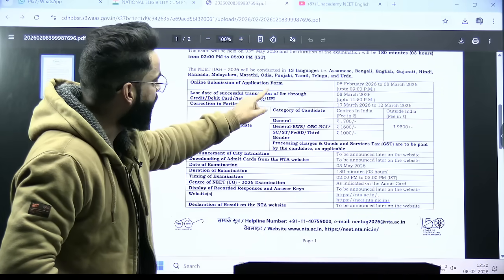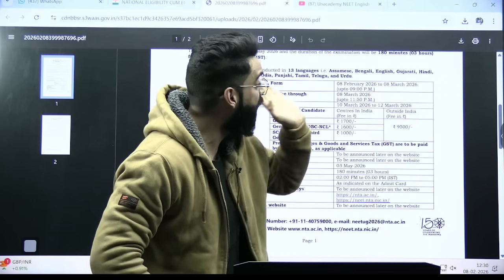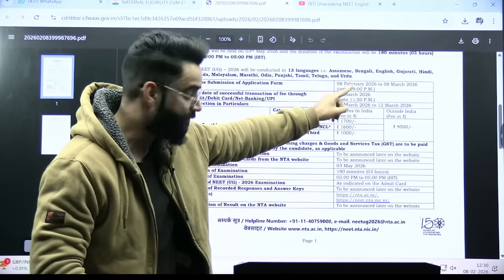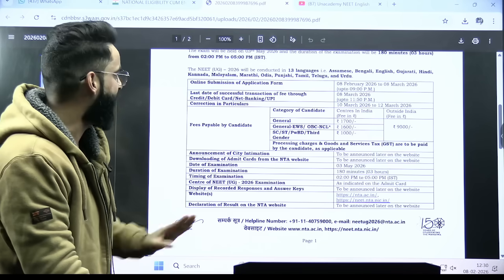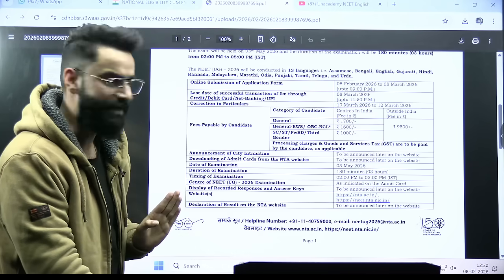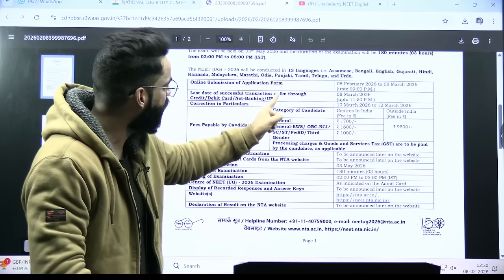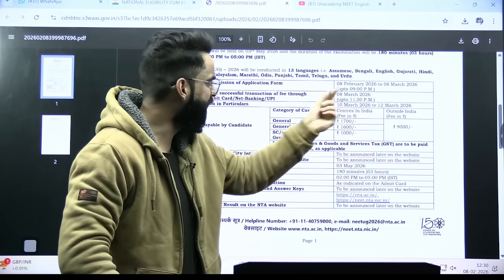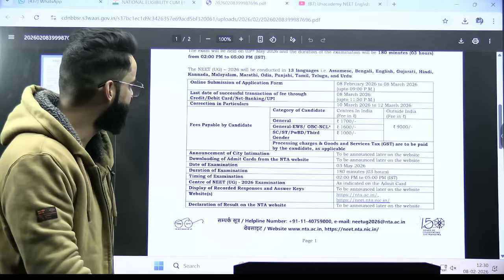Online submission of application form: 8th February 2026 to 8th March 2026. So from 8th February 2026, that means from today, right, till 8th March 2026, right, you can fill your application form for NEET UG examination. Last date of successful transaction of fee through credit, debit, net banking is 8th March. So till 8th March, you can submit your fee when you go for the registration of your NEET UG.